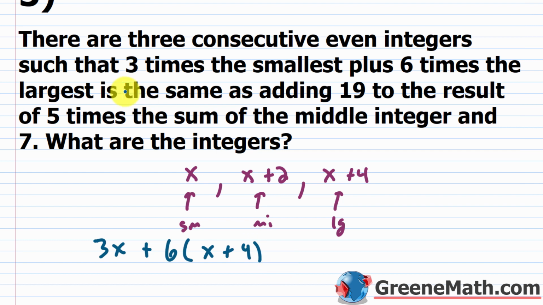Then it says, is the same as. That means equals. Adding 19 to. So let me put 19 and then plus. The result of, we have 5 times the sum of the middle integer and 7. So we have 5 times the quantity. We're going to have the middle integer being added to 7. So you have x plus 2 as your middle integer, and then you're adding 7 to that. 5 is multiplying this entire quantity because it's times the sum of the middle integer and 7. So we're summing these and multiplying by 5.